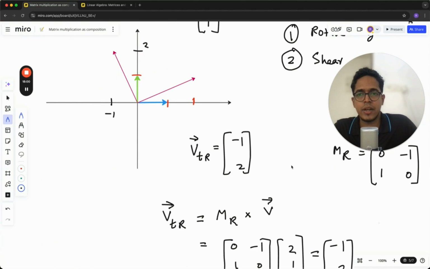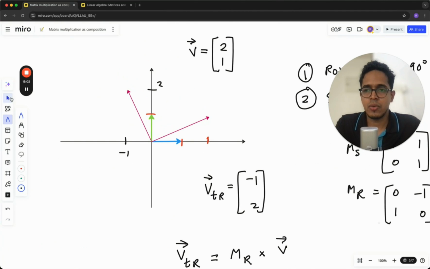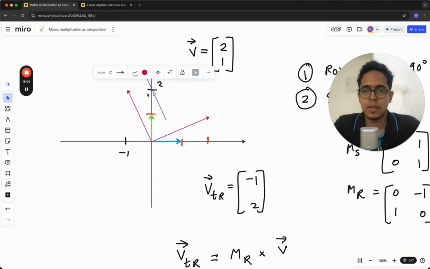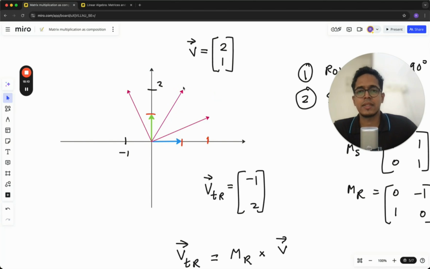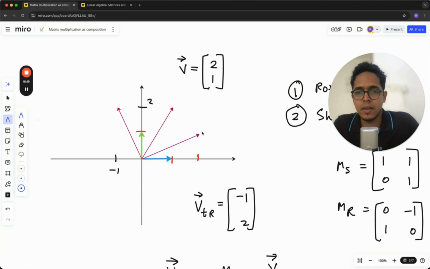So what does 1, 2 look like? 1, 2 will look something like this: 1 along x-axis and 2 along y-axis. So this is, now I can simply denote, this was the original vector, right? This is 2, 1.